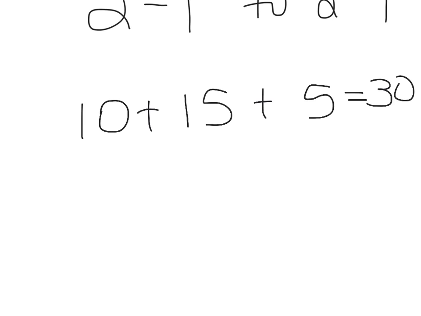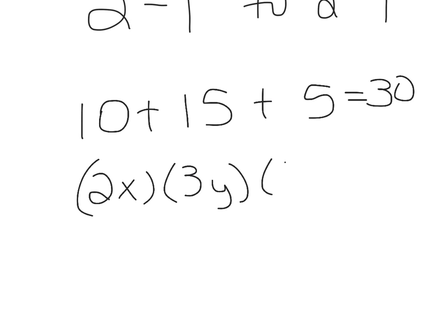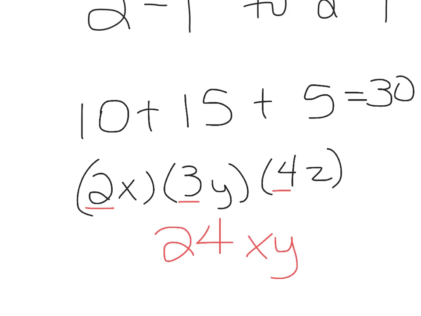Now you might get a question where it might be 2x times 3y times 4z. So you would multiply the coefficients. 2 times 3 is 6, times 4 is 24, and then you put x, y, z right behind it. So you're going to get 4 questions where you're going to have to multiply or add your like terms.